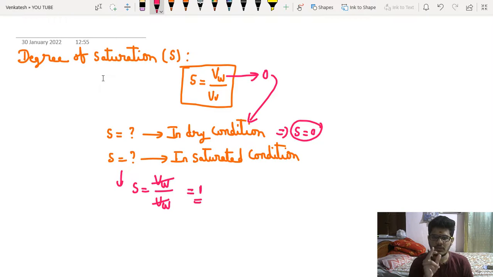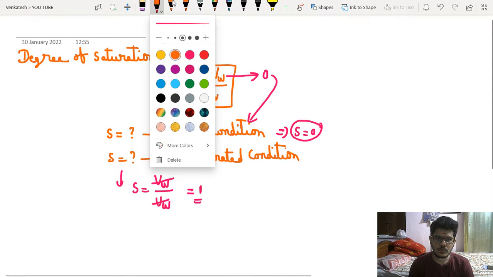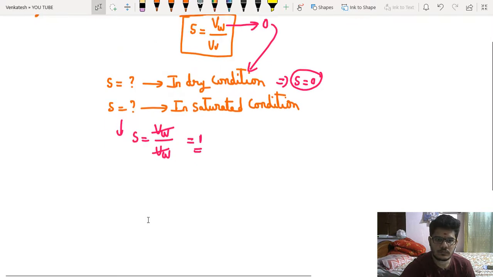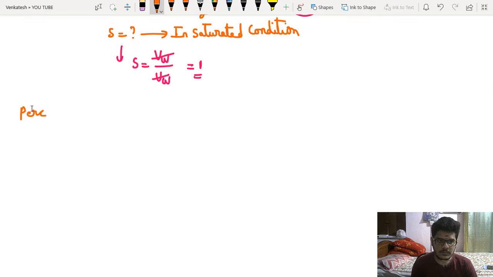Now there will be one relationship, that we will discuss later. Till now we have discussed only degree of saturation. So the next definition will be percentage air voids.